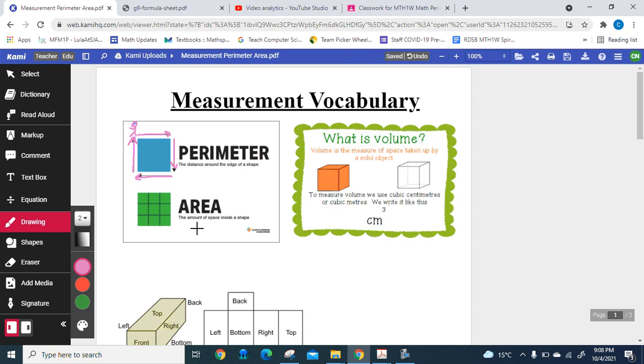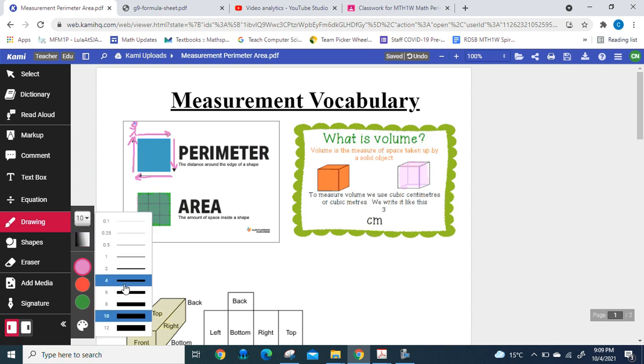The area is the amount of space inside the shape. So it's the whole inside. So it's everything inside the area. And we've got different formulas depending on the shape. Okay. Volume, remember, is the measure of space taken up by a solid object. So it's everything that goes inside the whole three-dimensional shape.